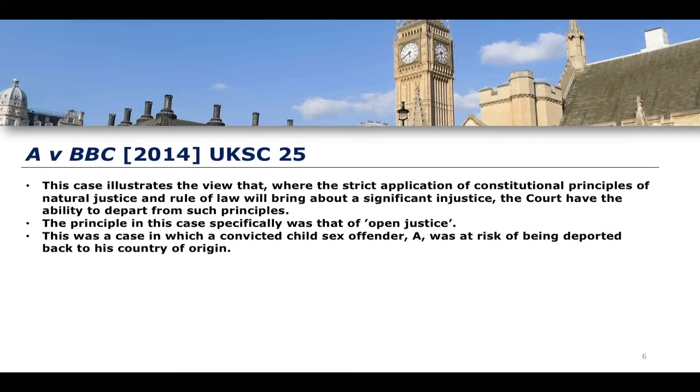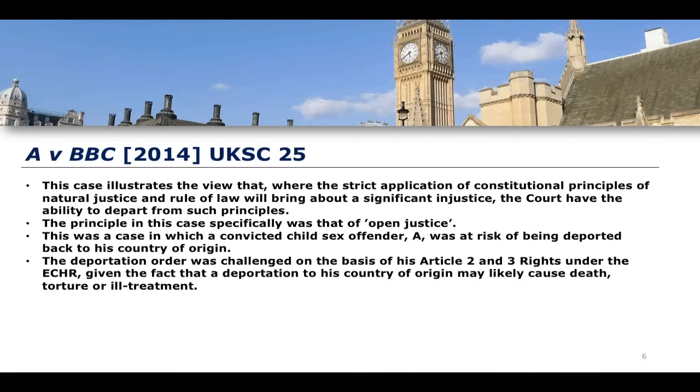sex offender. This is an individual who goes by the name of A. Obviously, their name is not published. They were a convicted child sex offender who was at risk of being deported back to his country of origin. The deportation order was challenged on the basis of Article 2 and Article 3 under the European Convention on Human Rights. There are Article 2 rights and there are Article 3 rights. Article 2 pertains to the right to life. Article 3 is the prohibition of torture and inhuman treatment or punishment, essentially.